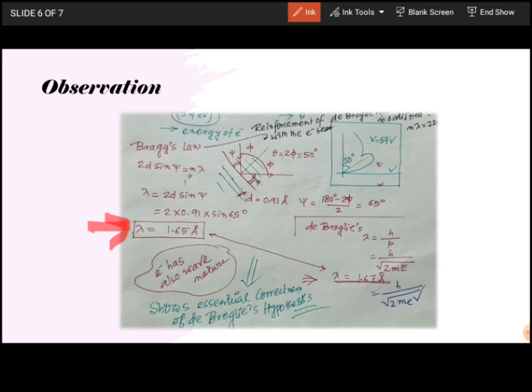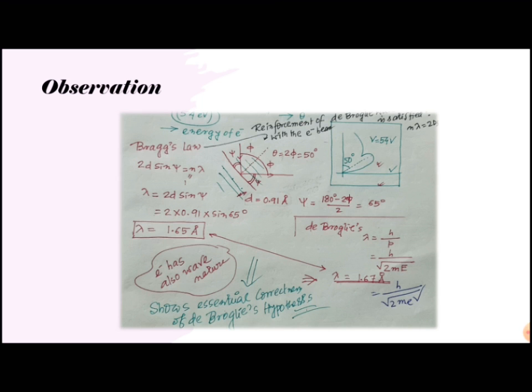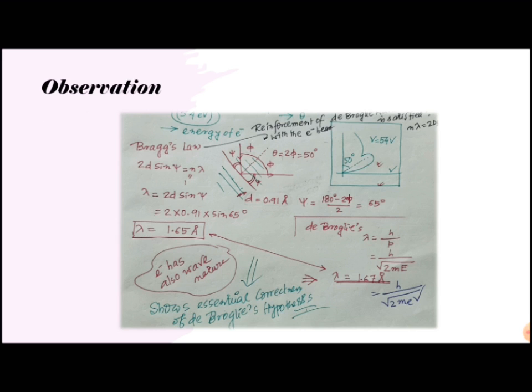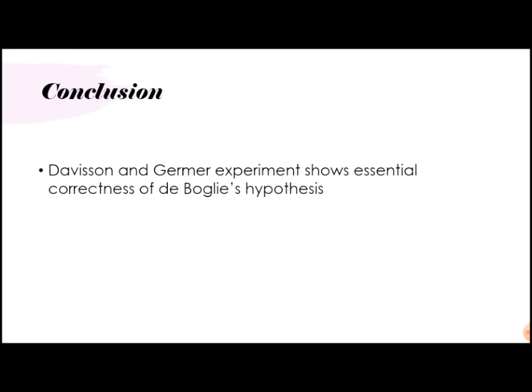So from these two observations we can say that the electron also has wave nature. This experiment gives the conclusion of the essential correctness of the de Broglie hypothesis. So from the Davisson-Germer experiment, the essential correctness of de Broglie's hypothesis is established. Thank you.